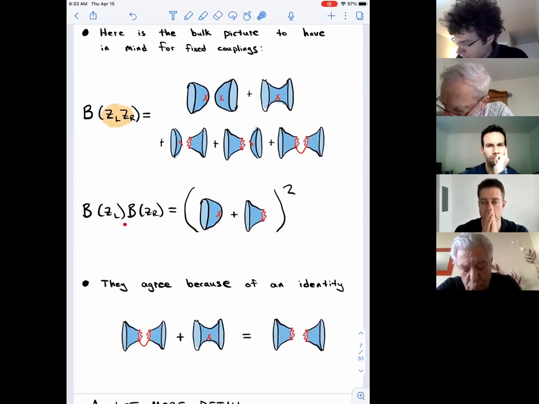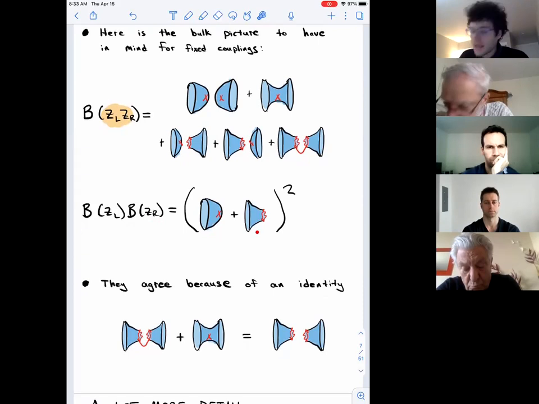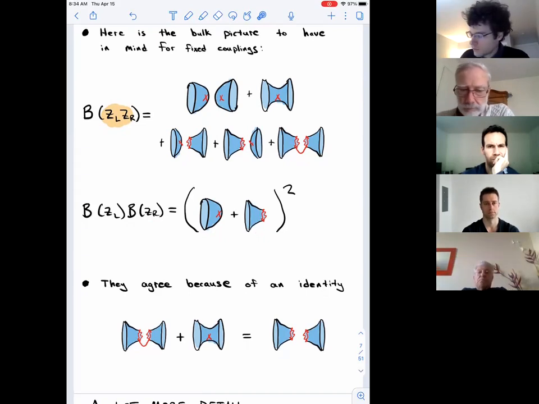Now, if you compute B of Z left times B of Z right, then you just get the disk or the half wormhole squared. And if you expand this out, you're going to get 4 terms. You notice on the previous line, you have 5 terms. So it looks like there's a mismatch.